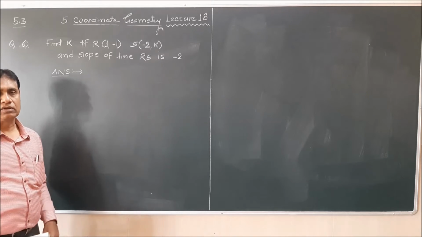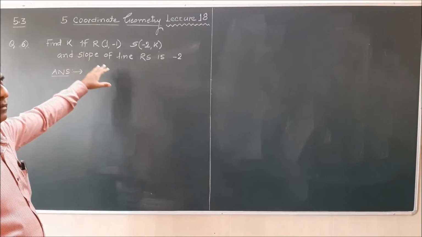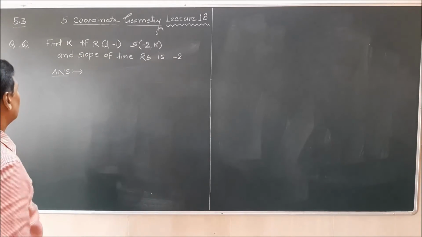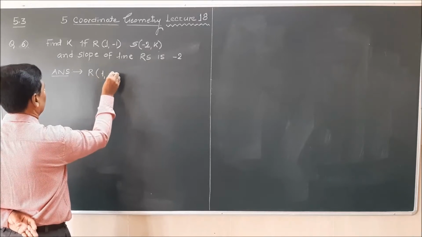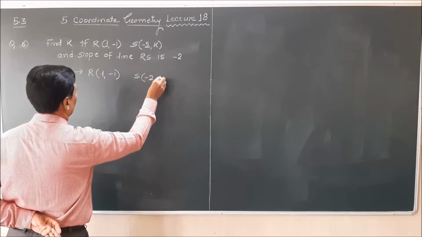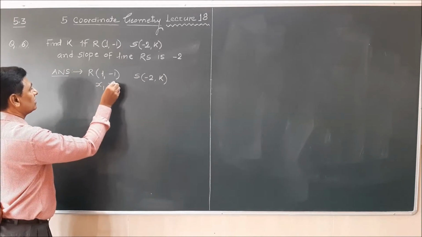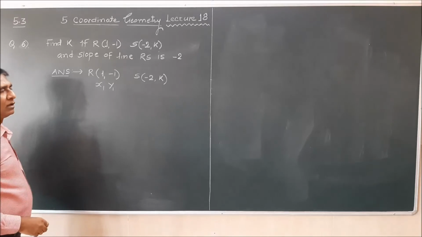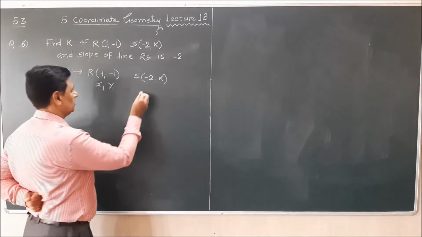So what I do now, I will label the coordinates of R as 1 comma minus 1 and S as minus 2 comma K. Labeling the coordinates of R as x1, y1, and labeling the coordinates of S as x2, y2.